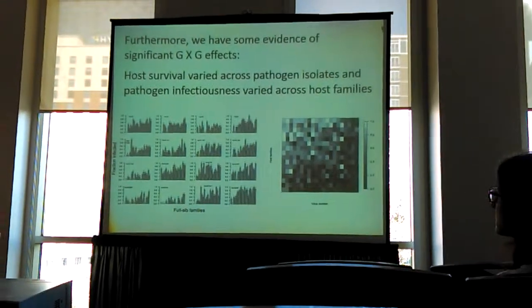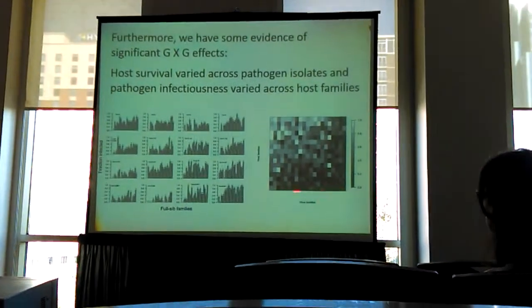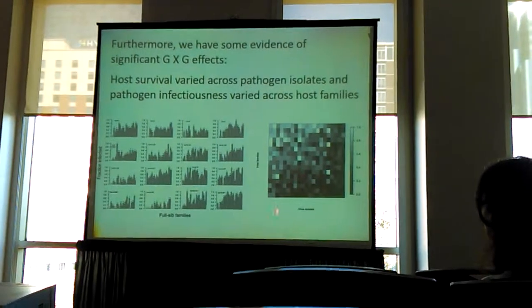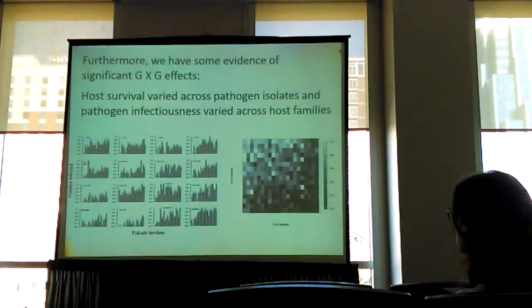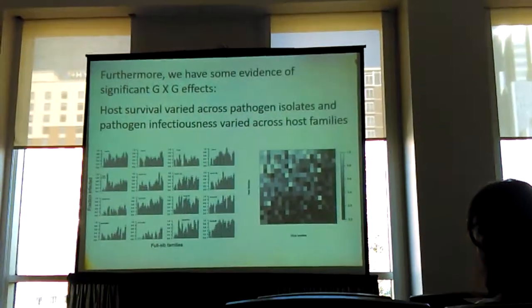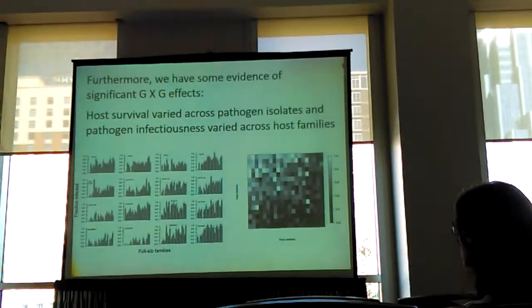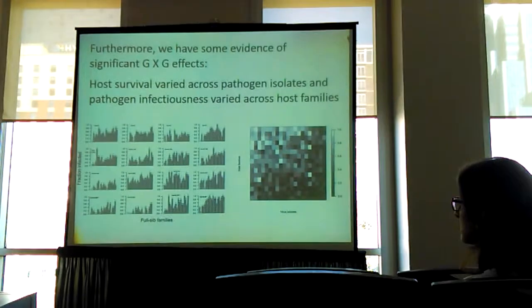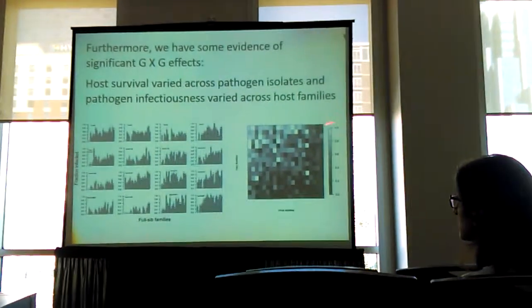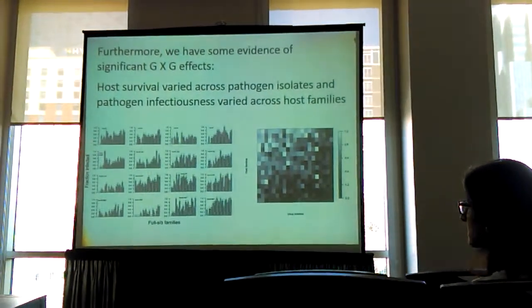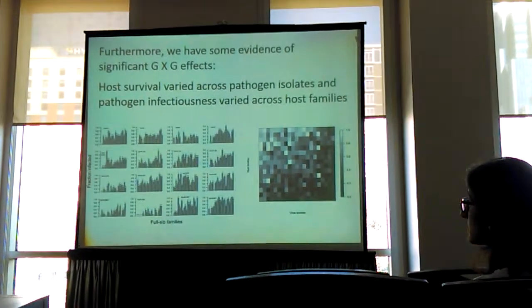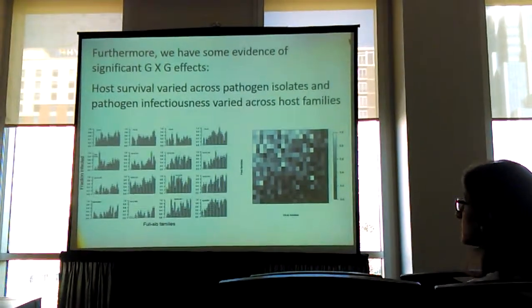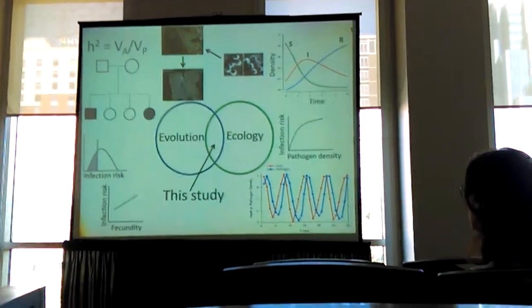Here you have 16 different virus isolates that vary in their virulence, and you have, I think, 20 different host families. And the darker colors show less infected, the lighter shows more infected. And there's a total G by G effect. So, yes. Any other questions?